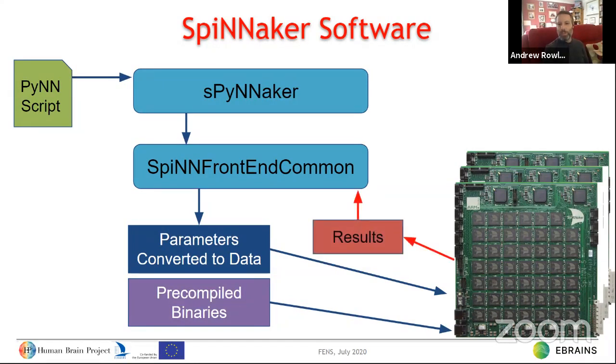At the end of the run, the tools then extract the results from the machine, and then these are returned back to your PyNN script. So from the PyNN script point of view, you're just basically calling run, and you get your results at the end, and then you can interpret them how you like in the PyNN script. This is just a Python script, essentially, with some extra interface layers for describing neural networks.